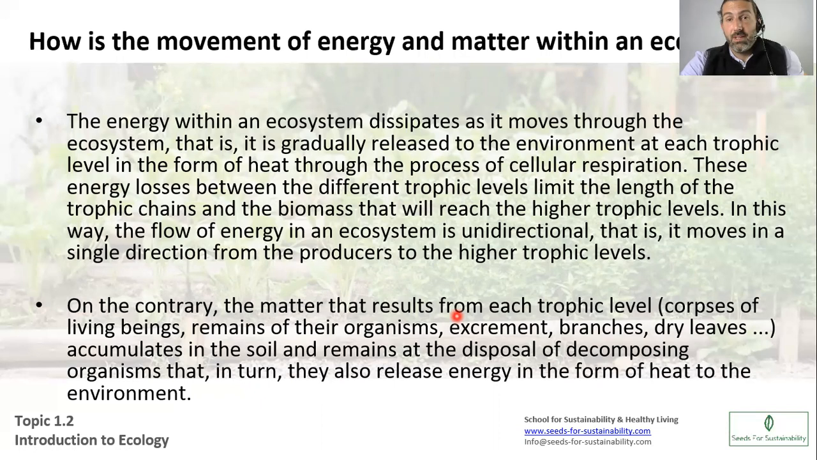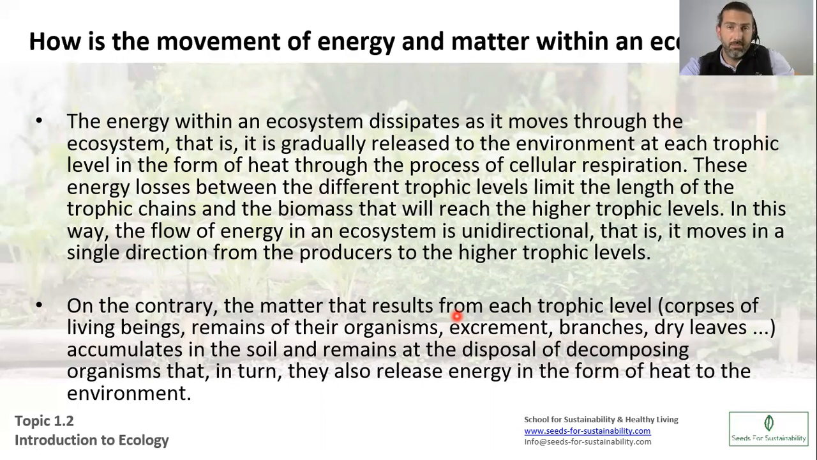So the energy within that ecosystem dissipates as it moves through the ecosystem. That is, it gradually releases into the environment at each trophic level in the form of heat through the process of cellular respiration. These energy losses between the different trophic levels limit the length of the trophic chain and the biomass that will reach the higher trophic level. Okay, so these interactions have a determining role.